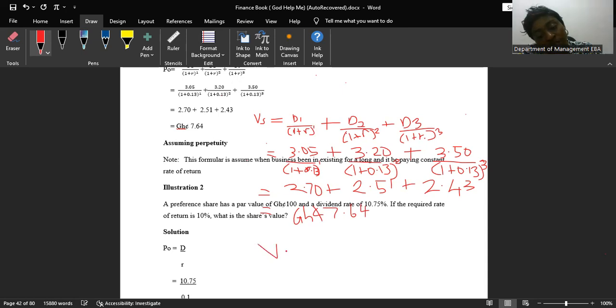In that place it was the value of shares: PMT, payment over r. So this says paying a constant dividend over the rate or cost of capital or whatever will be given. All right, so let's read this question.